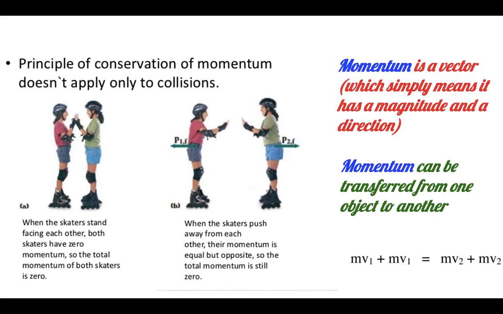Momentum is a vector, which means it has not just a magnitude, but also a direction. It's not just collisions here. You see these two girls pushing against each other. They're each going to develop some momentum in opposite directions, but because the momentum is equal and opposite, the end result is the momentums cancel each other out. So momentum can be transferred from one object to another.